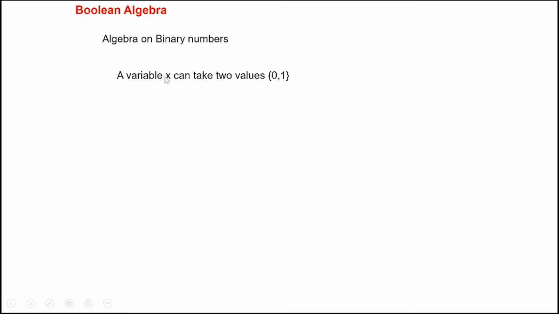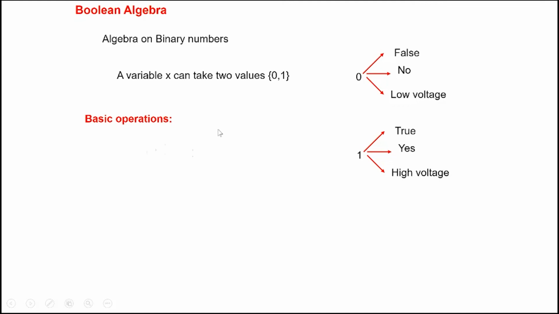So a variable x can take two values, 0 and 1. You could interpret them in different ways. 0 could mean false, 0 means no, and in terms of circuits, low voltage. 1 means true, 1 means yes, and in terms of circuits, high voltage. So a variable x in the binary system can take these values, 0 and 1. The basic operations that we do are something you have already been exposed to.